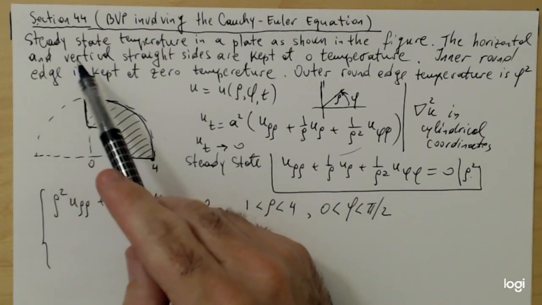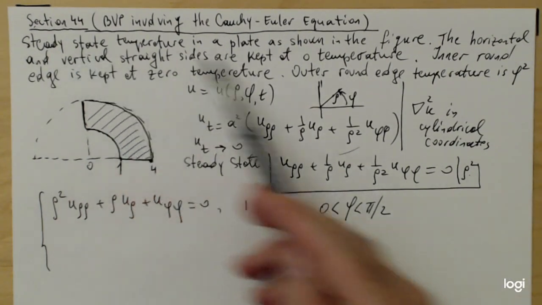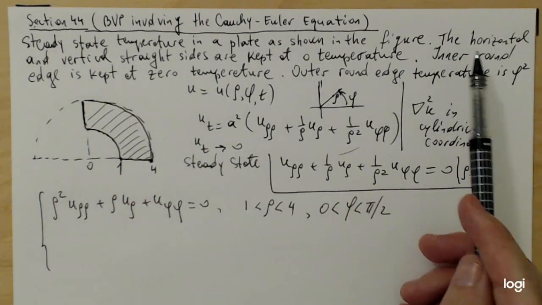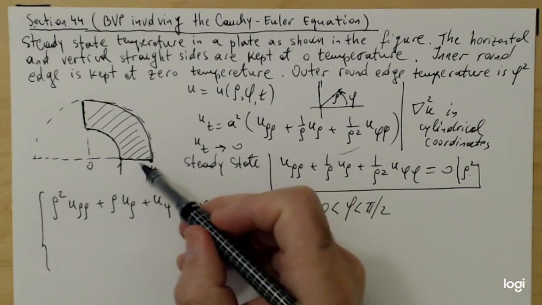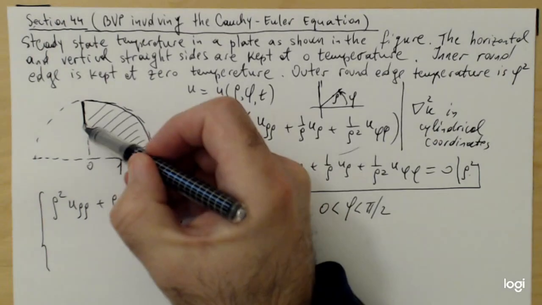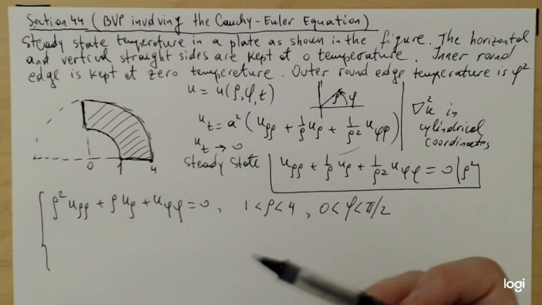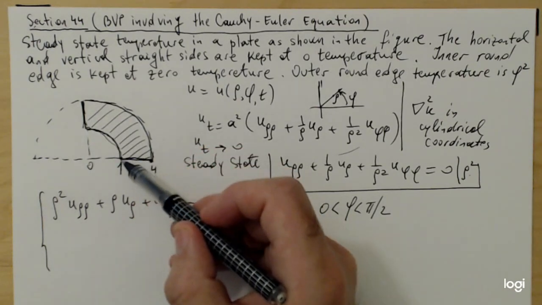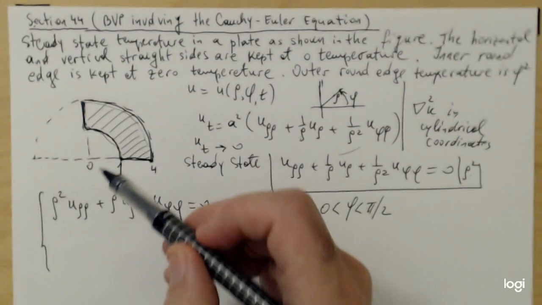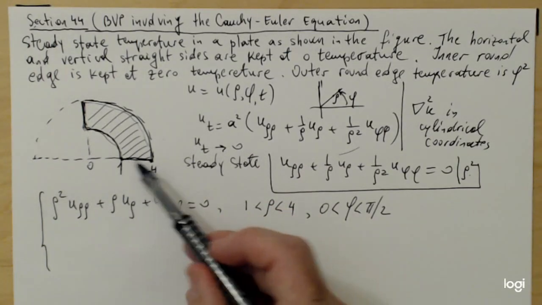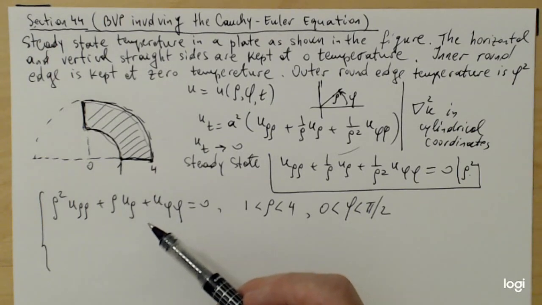Some problems are written in words, when they describe the process. So let's see how we get from the words to the condition. It says that the horizontal and vertical straight sides, that is this and this, are kept at 0 temperature. From a physical perspective, for the problem to be well posed, I need to know what happens on the boundary of the object. And the problem says that this edge and this edge are kept at temperature 0 at all time.